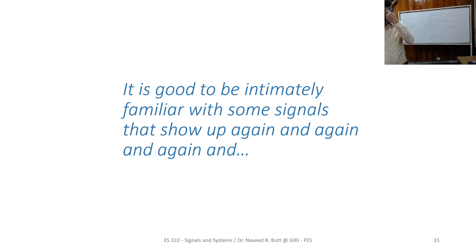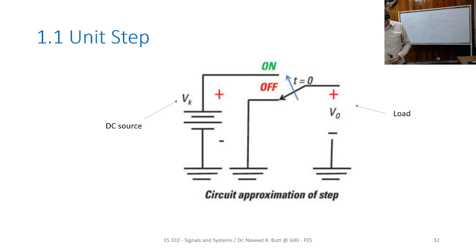So now let's talk about some commonly occurring signals. Today we will do the real valued ones. Next time we will look at complex valued ones. One of the earliest ones, most common ones, unit step. We have already discussed it a little bit. It's very common in things where you suddenly apply a fixed input. So a switch is a very good example.